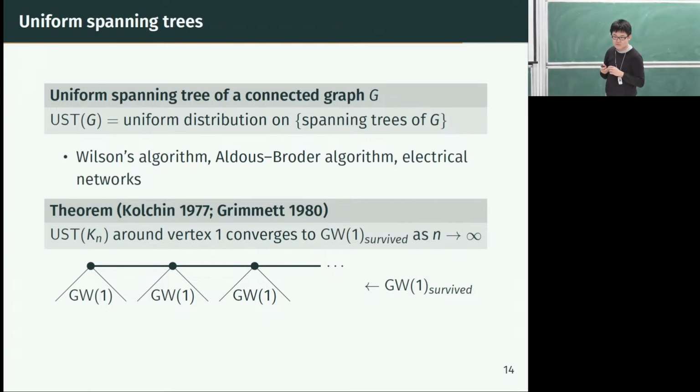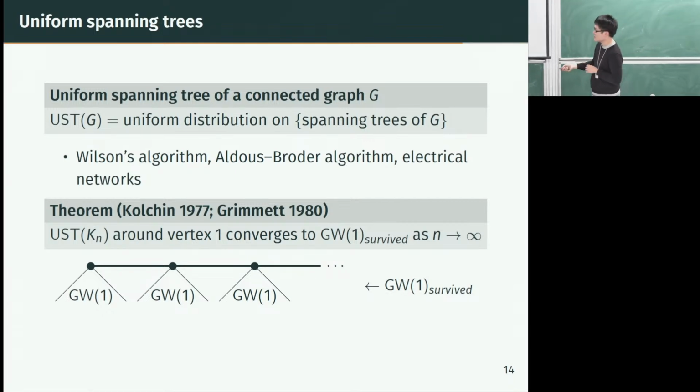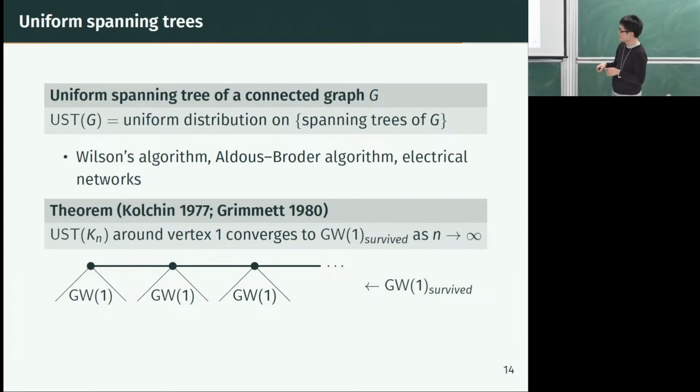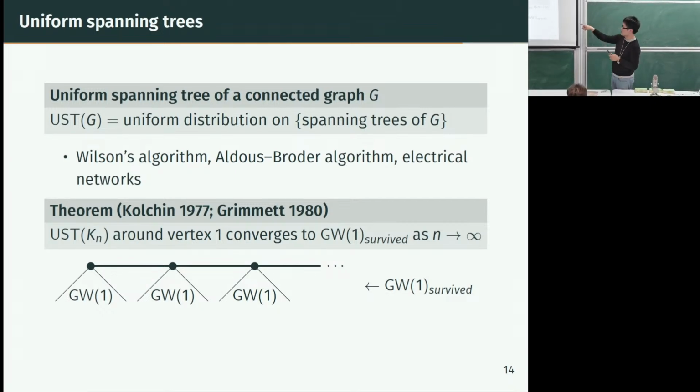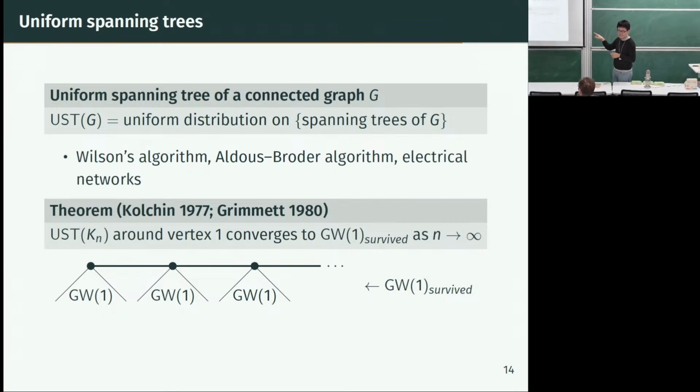But then this doesn't look symmetric, because there's this long one-way path with smaller trees. So it seems like the tree depends on the vertex 1 that you get. Maybe the way I'm drawing this makes it look asymmetric. But because of the GW1, the point is you don't necessarily know where this branch will be. Sorry, I didn't quite understand your question.